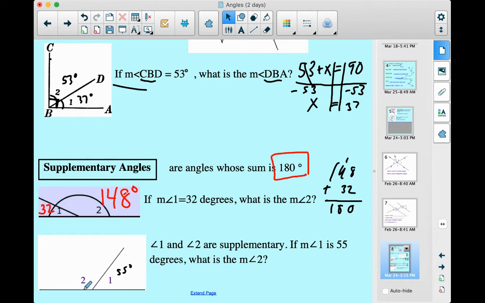So again, if I know these add up to 180 degrees, and this one is 55, to figure out what this other one is, I can just take my 180 and subtract 55. If you do that, you get 125. So angle 2 would be 125 degrees. So if they're supplementary, if they make a straight line and you know what one is, you can find the other just by subtracting from 180.